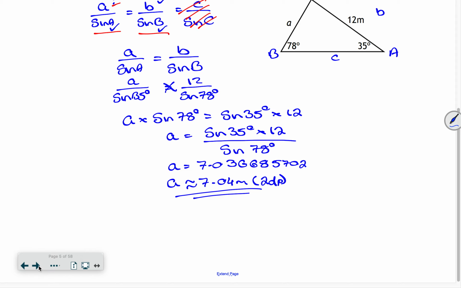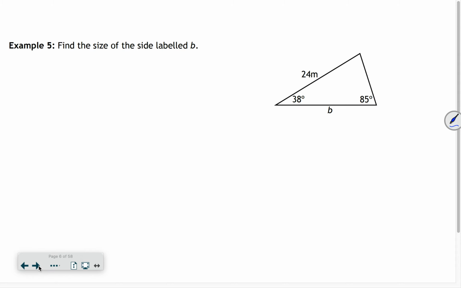Let's look at the next example. This situation here, it says find the size of the side which is labelled B. Okay, so let's go ahead and label our triangle first of all. So if that's side B, let's call this angle B. Let's go ahead and call this angle A. So that will be small letter A over here. So we'll call this C. So this will be small letter C.